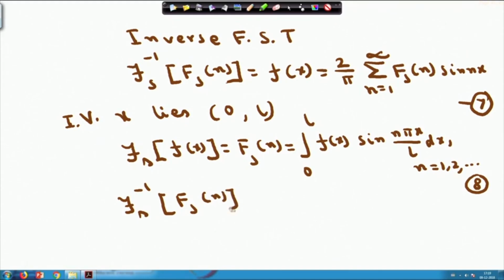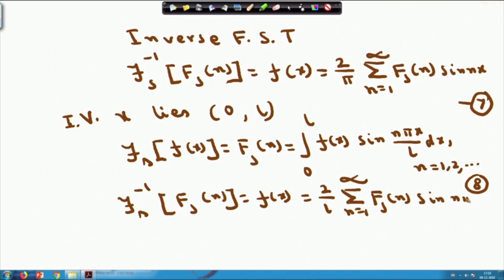And your inverse Fourier sine transform, that is Fourier inverse of F s n, which is nothing but f x, equals 2 by L summation n equals 1 to infinity F s n into sin n pi x by L, and n varies as we have told, n equals 1 to infinity.